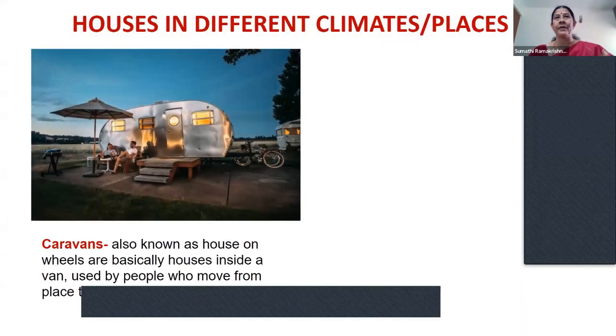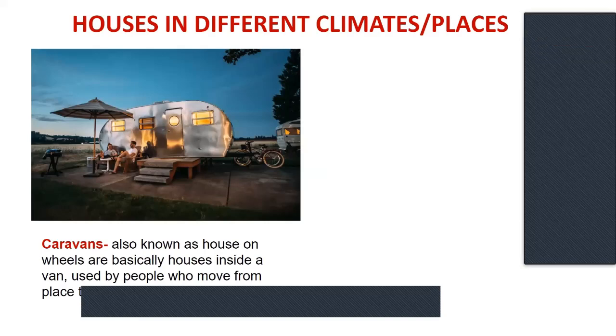Then this caravan, this is known as a house on wheels. Though it's not more popular in India, for knowledge sake, they can know. It's there, but it's very expensive. Everything they have in the van itself. And they usually use this to move from one place to the other. So that's why this is called a caravan.